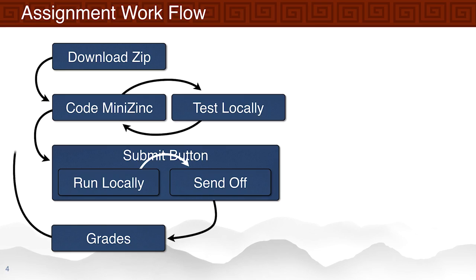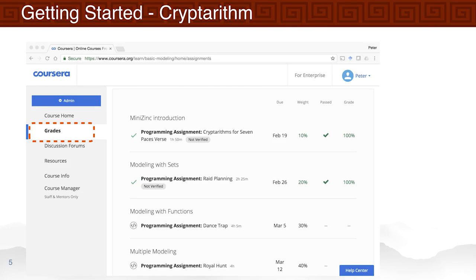And then you can go back, recode, and improve your model in order to improve your grades. Basically you can go around this loop any number of times as long as you're only running locally. We'll talk later about model submission, and there's a limit on the number of model submissions of 10 for every assignment.